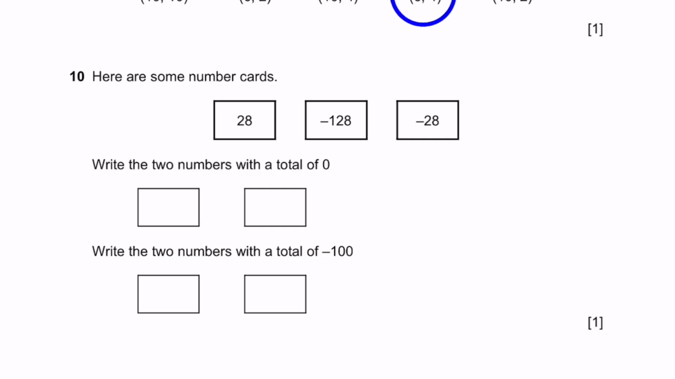Question 10, here are some number cards. Write the two numbers with a total of 0. Of course, it's going to be 28 and minus 28. So if we add them together, it's the same as 28 minus 28 is 0.